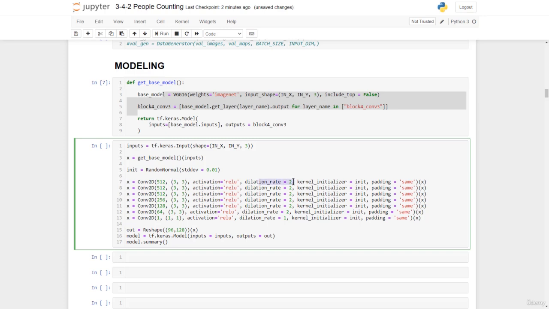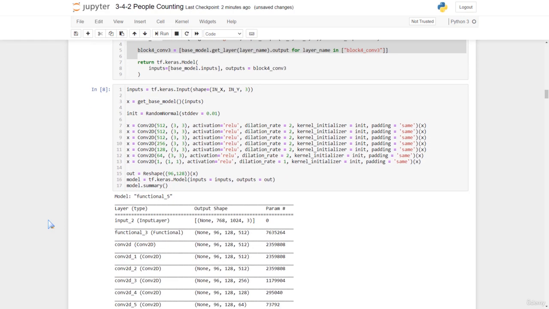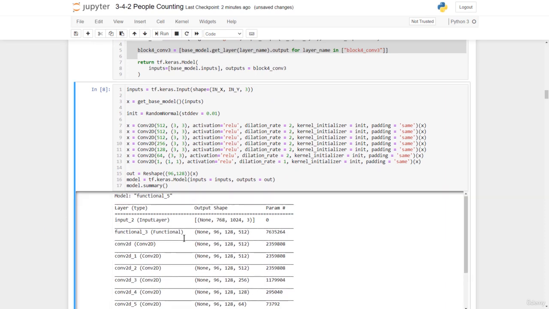dilation rate 2. We're following the part B, so that's why we have these dilation rates of 2, 2, 2, and then finally this of 1. And the pattern is the same, so that we maintain this dimension of 96 by 128. Now we could run this, and there we go. This is what we have, so that's fine.